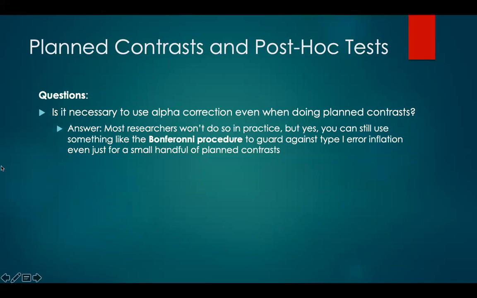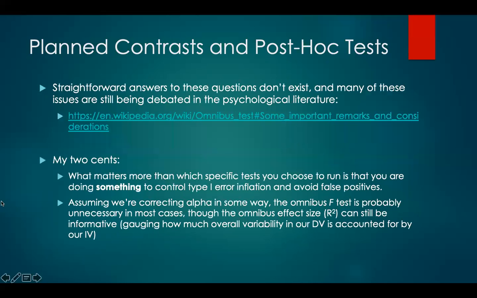Now, a question here: is it necessary to use an alpha correction even when doing planned contrasts? Most researchers don't do this in practice, but yes, you can still use something like the Bonferroni procedure to guard against type 1 error inflation, even if it's just for a small handful of planned contrasts. So straightforward answers to questions like these don't exist, and many of the issues are still being debated in the psychological literature.